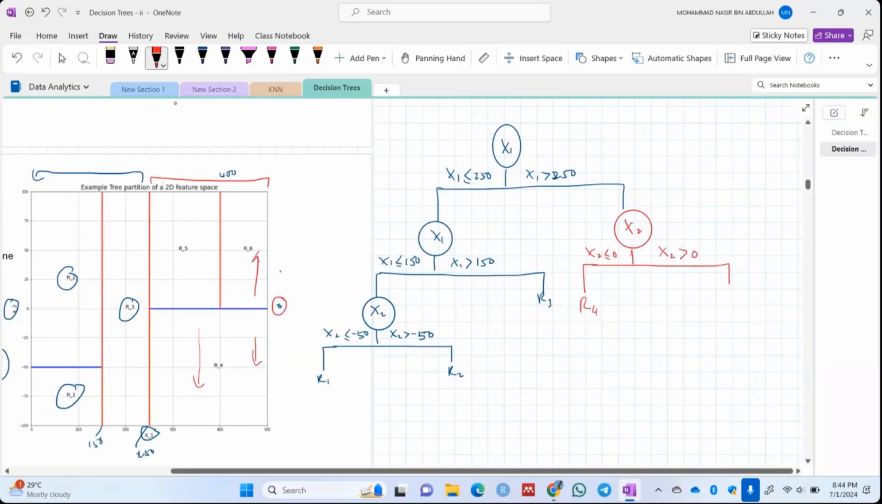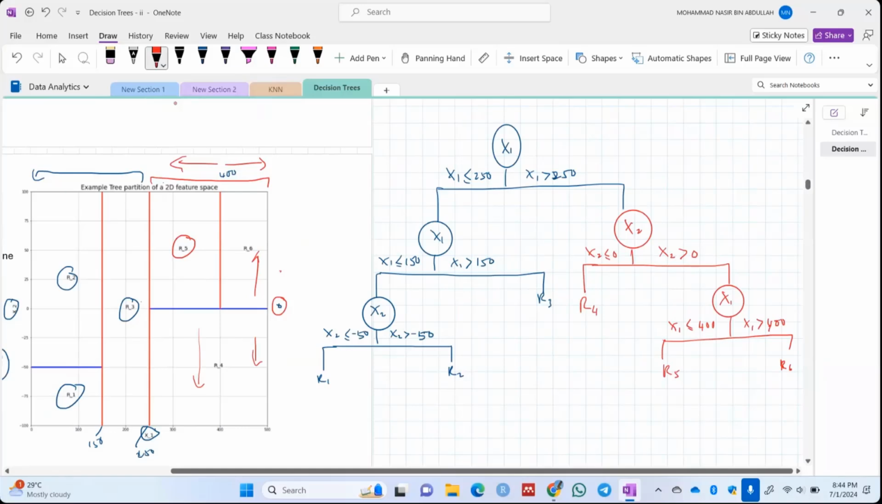When x2 is more than 0, we can separate the region into two parts at x1 equal to 400. So x1 less than or equal to 400, x1 more than 400. Less than 400 is R5. More than 400 is R6. That's all.